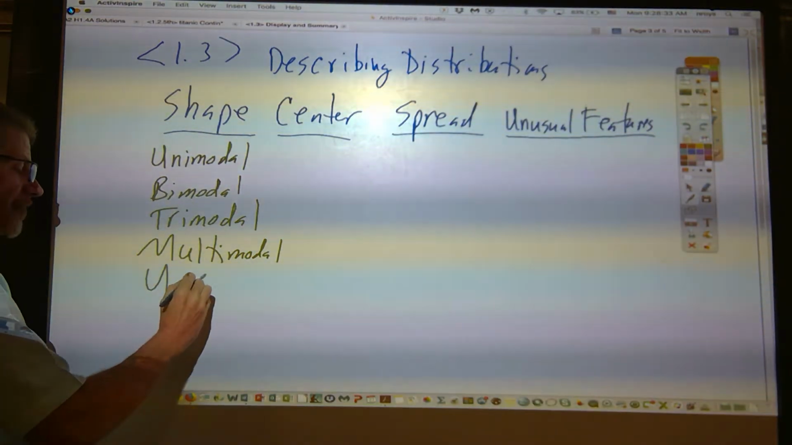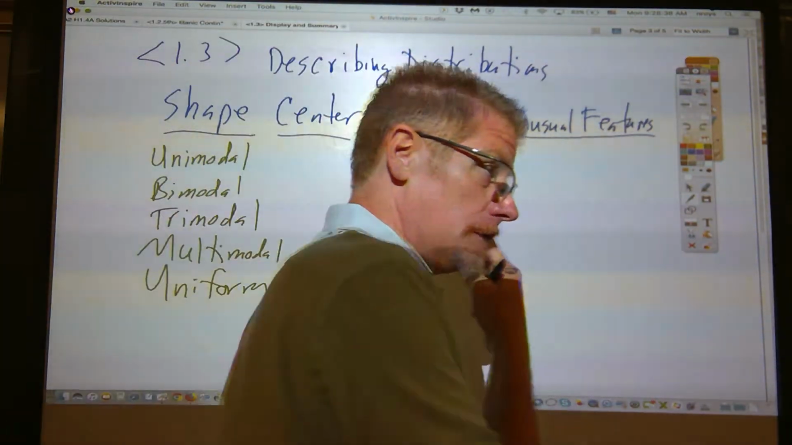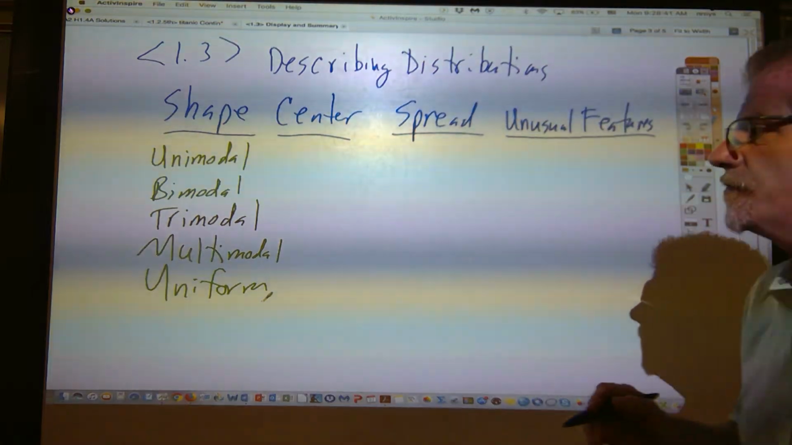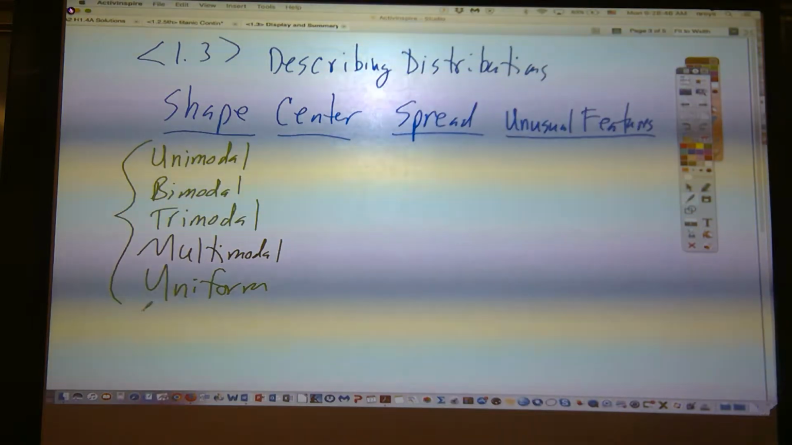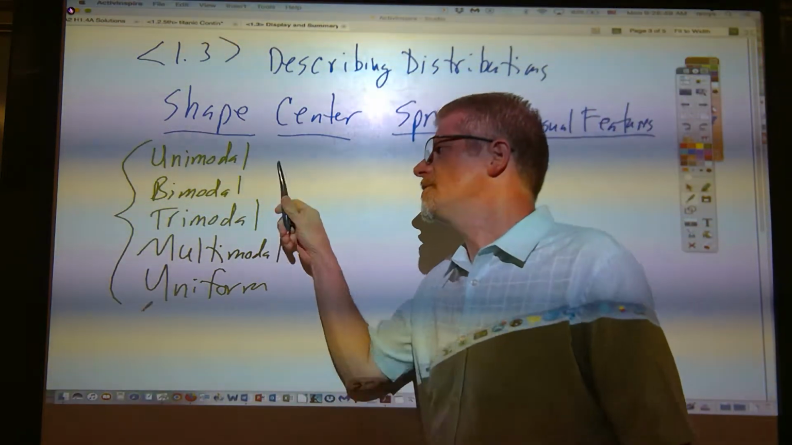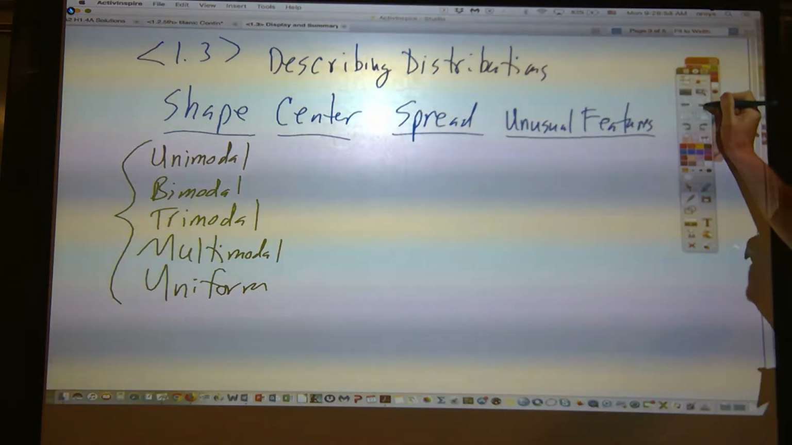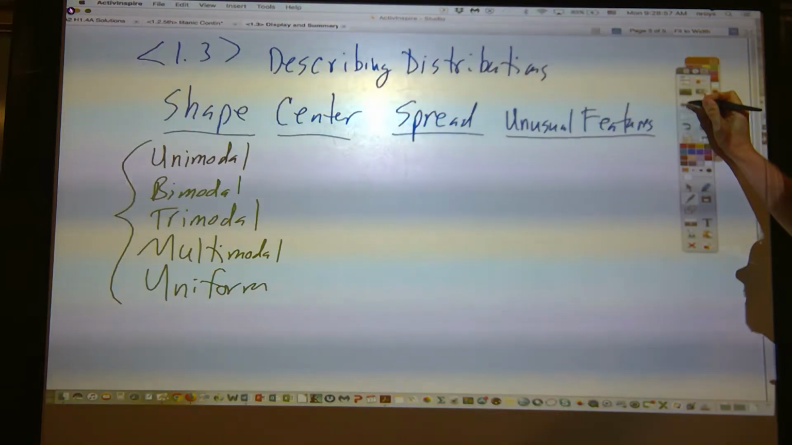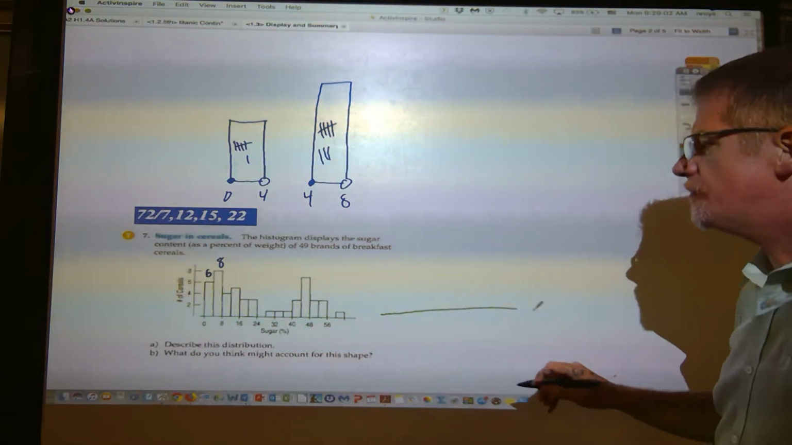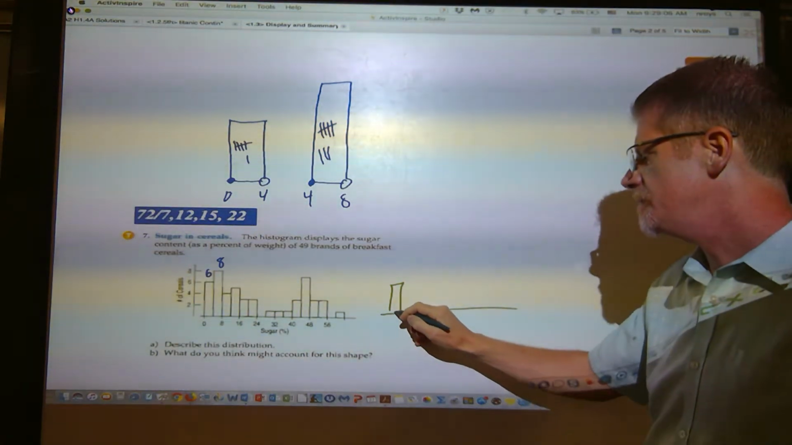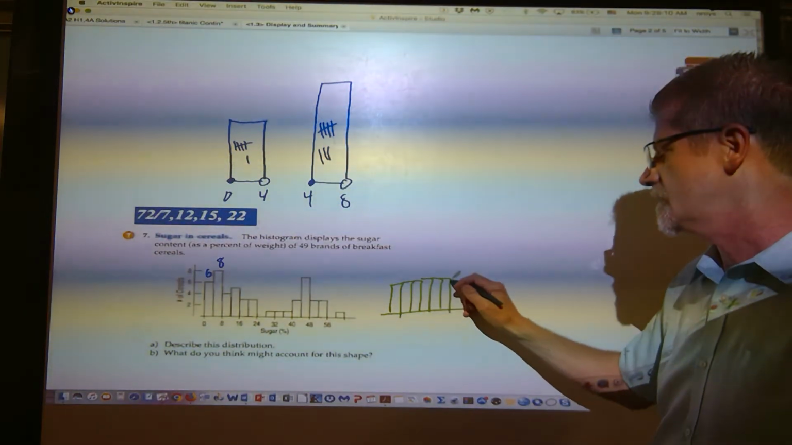Could be uniform. You often will get a uniform distribution. So you need 2 words for shape. The first word is going to be selected from these 5. Pretty much all the distributions you see will be either unimodal, bimodal, trimodal, multimodal, or uniform. By the way, a uniform distribution is a sort of thing that, just imagine that you had 49 cereals uniformly distributed.